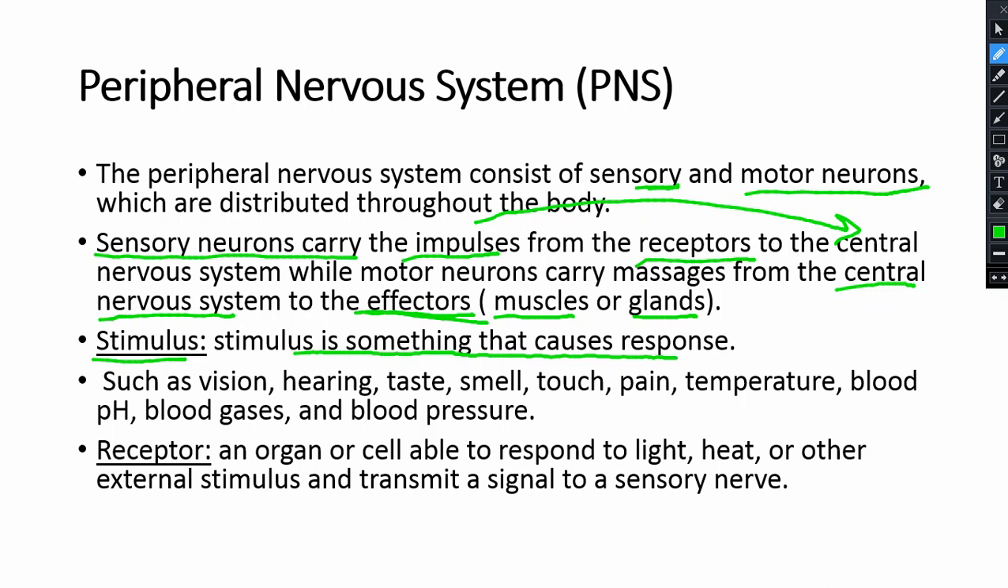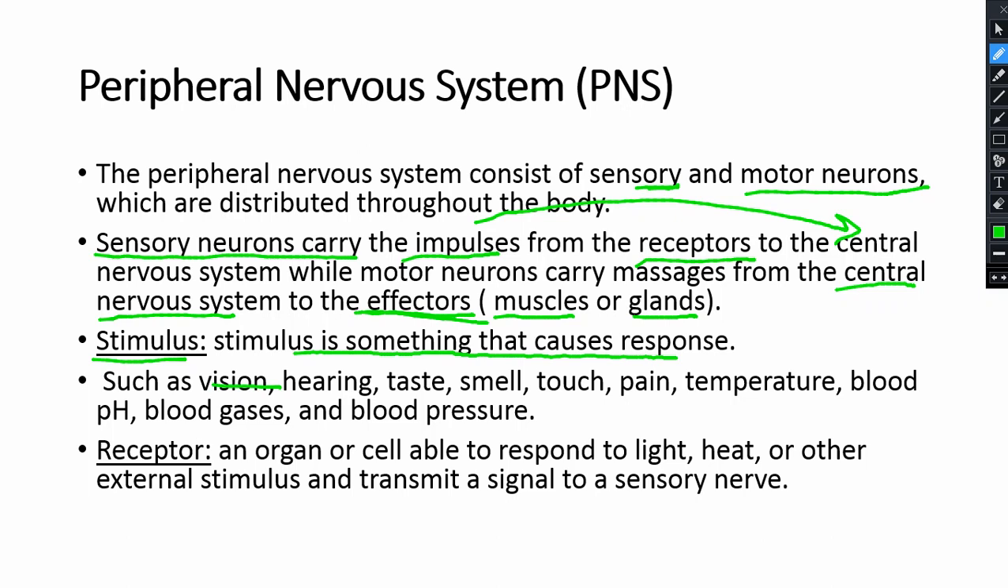An example is vision. Now if there is a bright light and it is very painful for your eyes, the brain will tell you to put a hand in front of your eyes, so you cover your eyes with your hand. Hearing: if there is a very loud noise, the brain will tell you to close your ears with the tip of your finger. So these are the stimuli which create a response. Stimulus is anything that creates a response in your body.